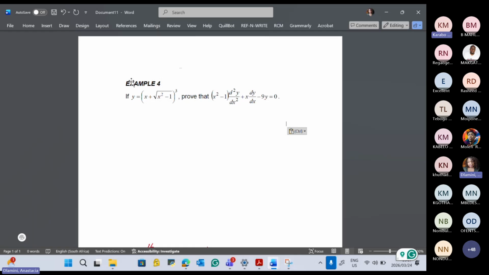So what they're saying is prove that x squared minus 1 times the second derivative of y plus x times the first derivative of y minus y is equal to 0. So what do we do here? First, find the first derivative using the chain rule. Then we find the second derivative, where we need to be very careful so that we don't make mistakes. So let's find the first derivative. dy over dx is equal to what?